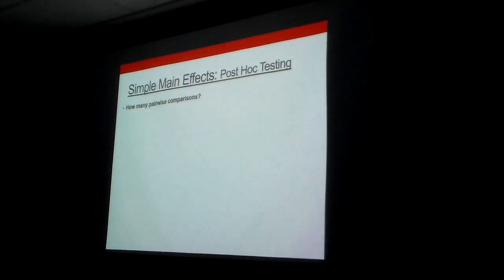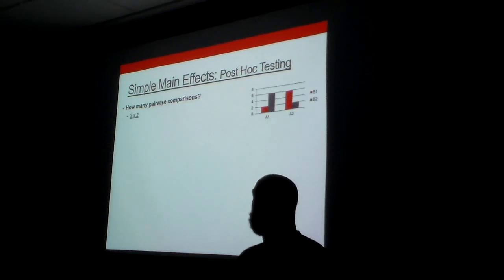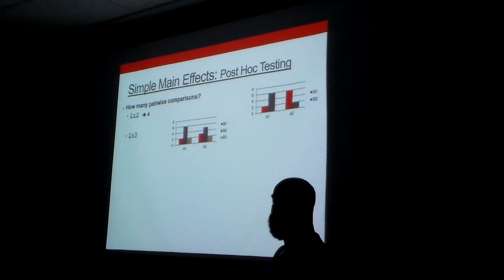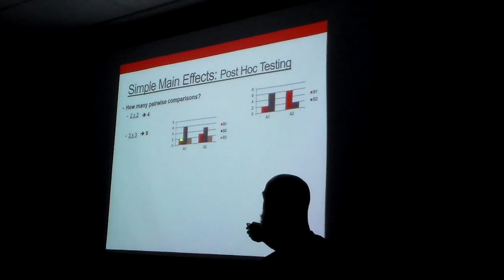All right. Now the issue is, with our factorial designs, particularly with our interactions, how many pairwise comparisons can we make with our 2x2, did we say? How many reasonable comparisons could we make? 4, right? We've got 1, 2, 3, 4. So 4 comparisons here. Or 2x3? 9, okay? We've got 1, 2, 3, 4, 5, 6, 7, 8, 9 comparisons that we can make.